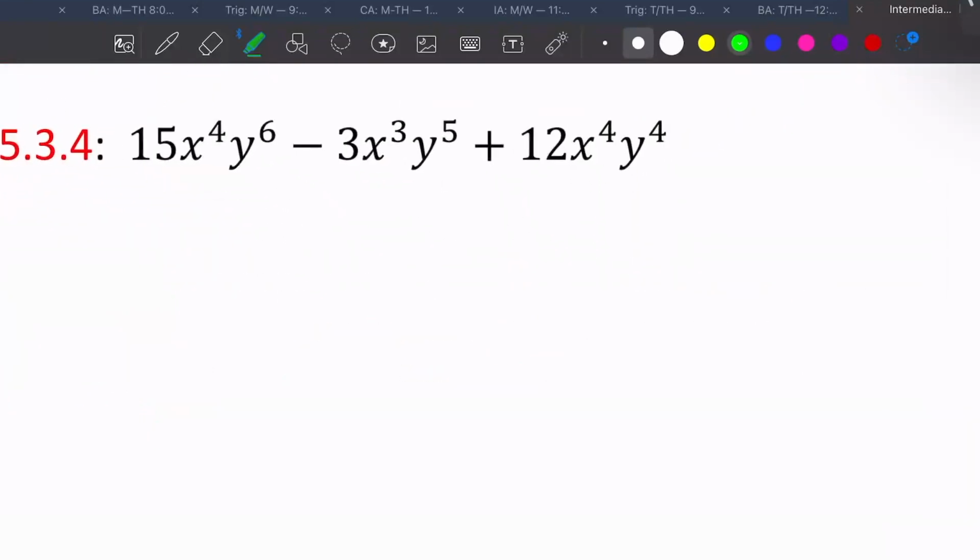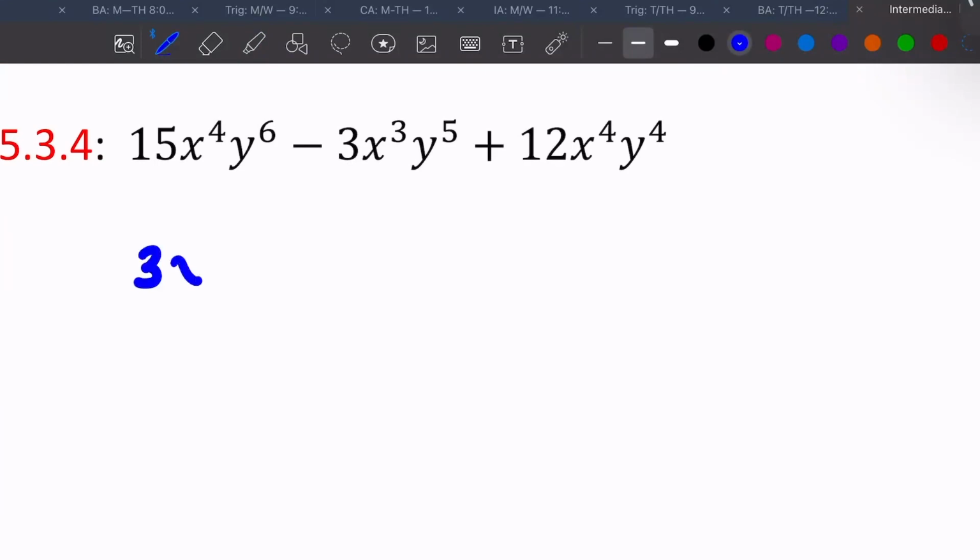So we're getting a little more complicated. Now we have 3 terms, but we're still going to do the same thing. Things have to be in common between all 3 terms now, not just 2 terms. So we have 15, 3, and 12. Well, 3 goes into all of those.